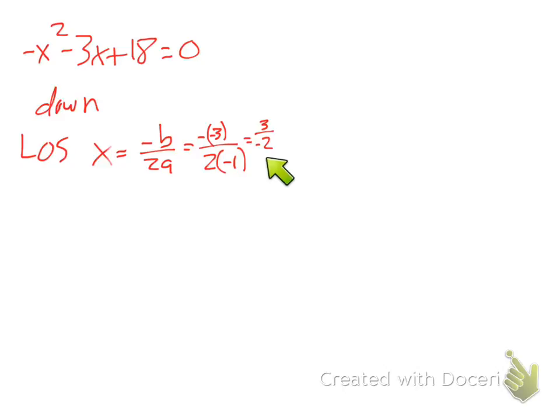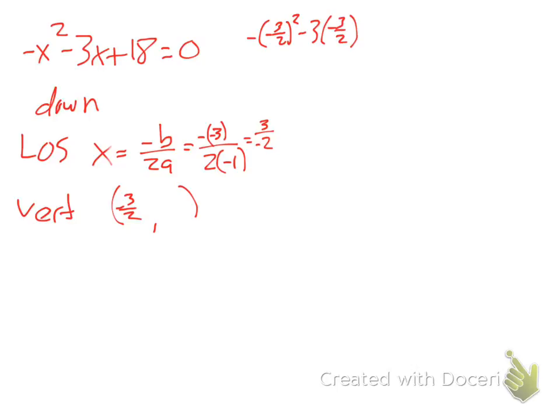Because we have a line of symmetry here at negative 1.5. So our vertex is at negative 3/2, comma, something. How do we find that something? How do you find the something? We take the negative 3/2 and plug it back in for x in the original equation. So it's a negative of negative 3 halves squared minus 3 times negative 3 halves plus 18.